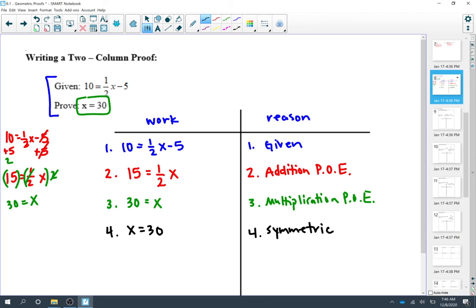Couple things. Do you notice how nice and neat this is? 1, 1, 2, 2, 3, 3, 4, 4. Yours better be that neat. Scratch work goes over somewhere else. No scratch work in the proof. Just step by step by step. And again, I cannot stress neatness. Make sure it's neat.